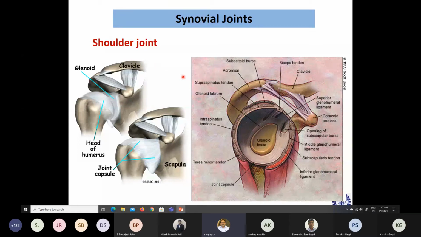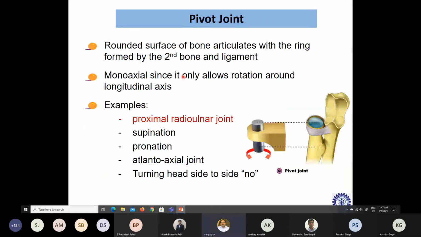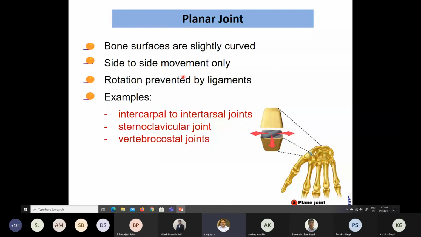So you can feel yourself. The clavicle is a sort of a beam. It is connected on one side to the acromion on the shoulder, and the other side is at the sternum, which is near the neck. So that is how the sternoclavicular joint forms. It's basically a planar joint.